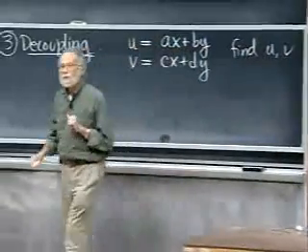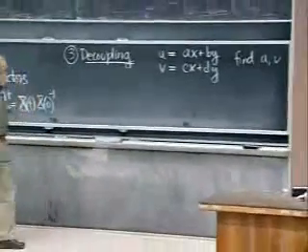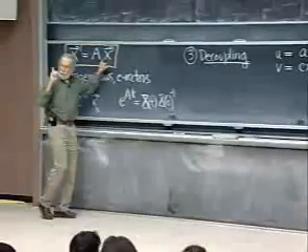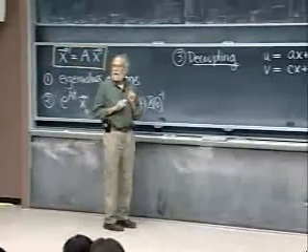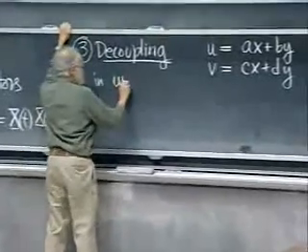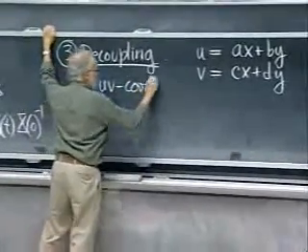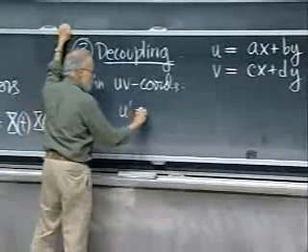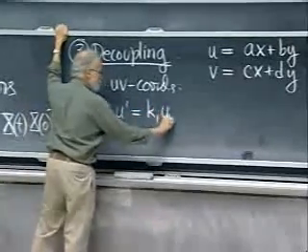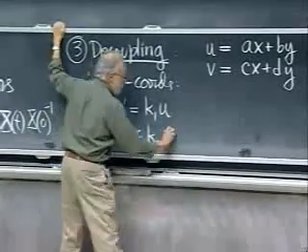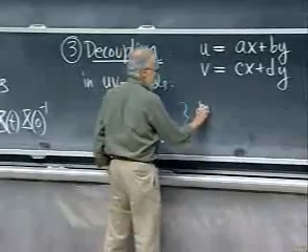such that something wonderful happens, such that when you make the change of variables to express this system in terms of u and v, it becomes decoupled. And that means the system turns into a system which looks like u prime equals k1 times u and v prime equals k2 times v. Such a system is called decoupled.